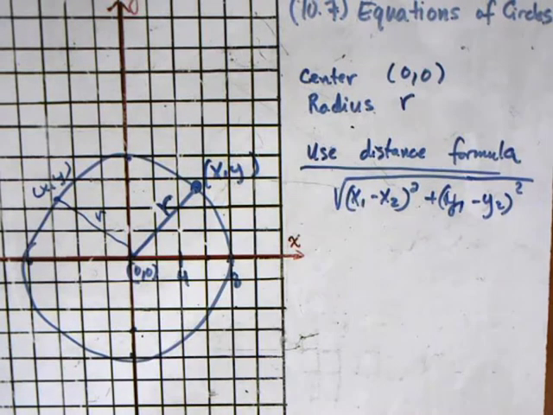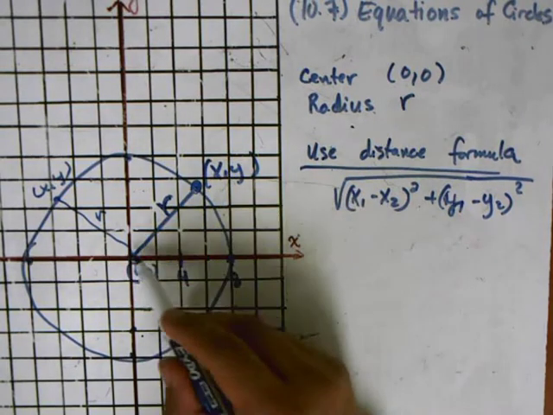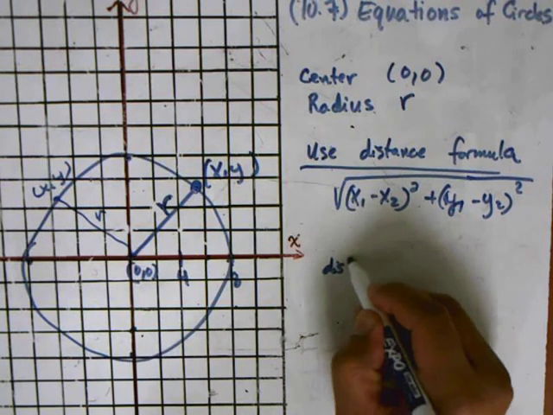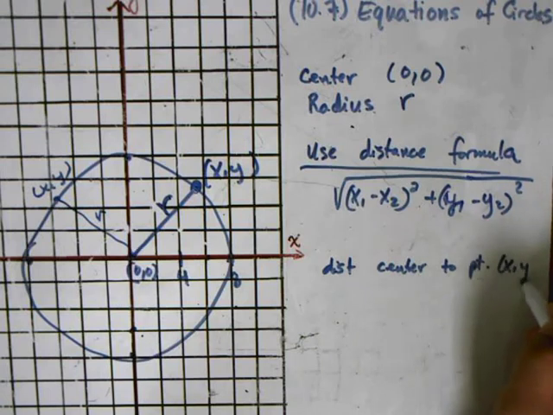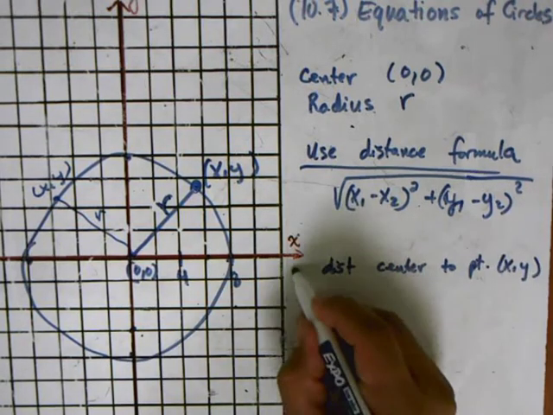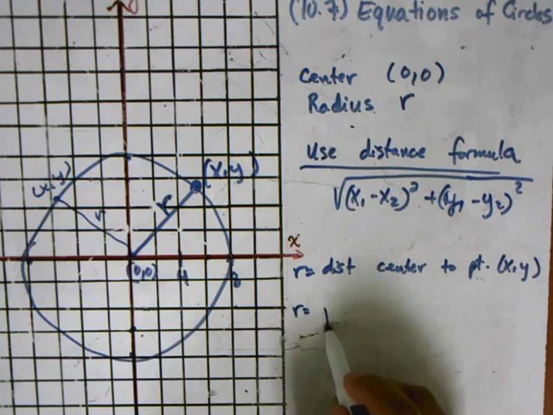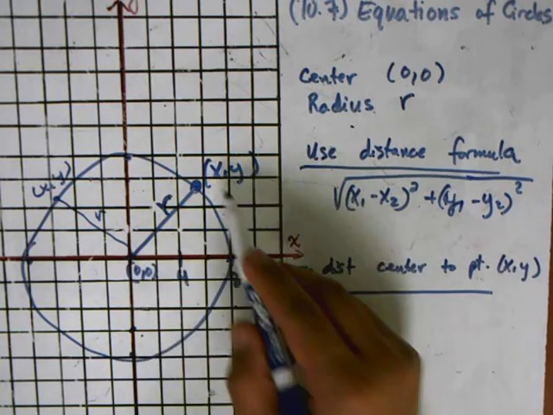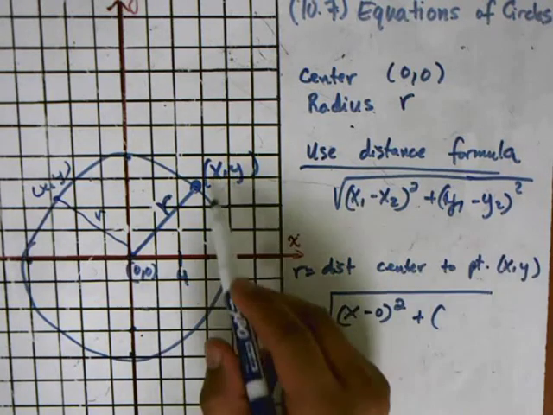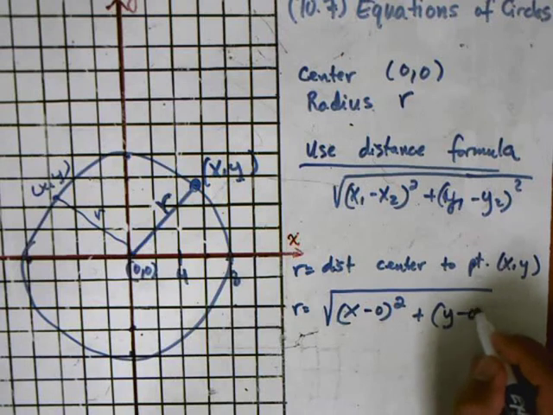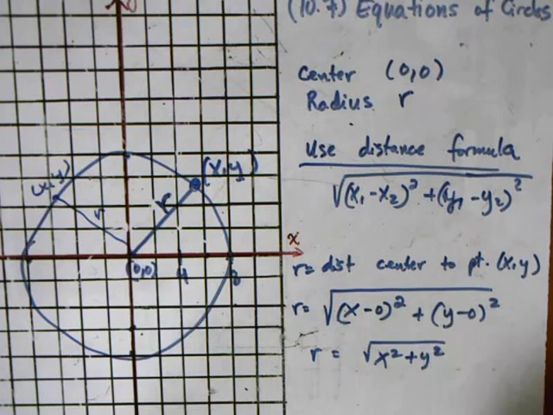So what is the distance between 0, 0 and x, y? Well, it's r, right? So the distance from center to point x, y is r, but it's also equal to the distance using the distance formula. So r is equal to the square root of x1, in this case it's just x minus 0 squared, plus y1, here it's just this point, y minus 0 squared. So we get r is equal to the square root of x squared plus y squared.